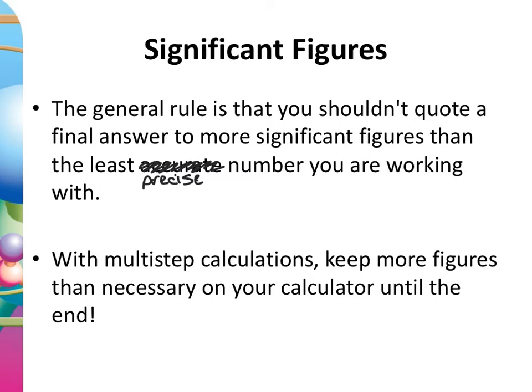The final thing to say about this is, of course, we're talking about your final answer. What you shouldn't do is round during your calculation process, because if you do that, you'll end up with an answer that is quite a way away from the correct answer. So in any multi-step calculation, just keep the number in your calculator, and only at the very end do you round and write your answer to the correct number of significant figures.